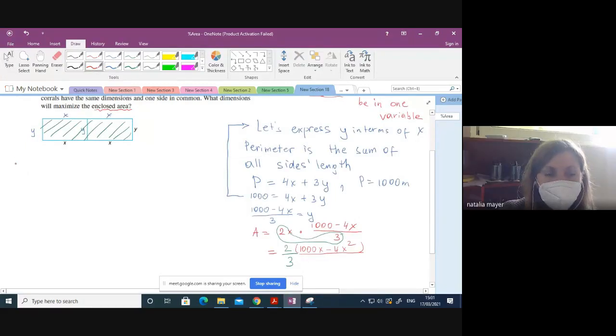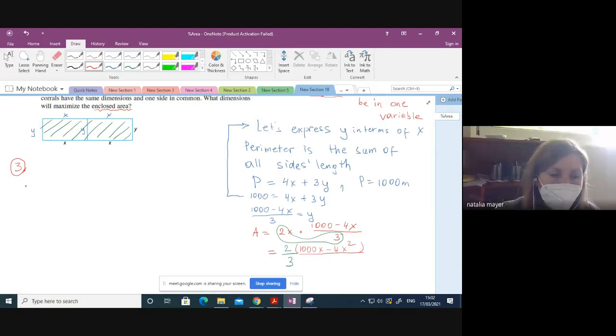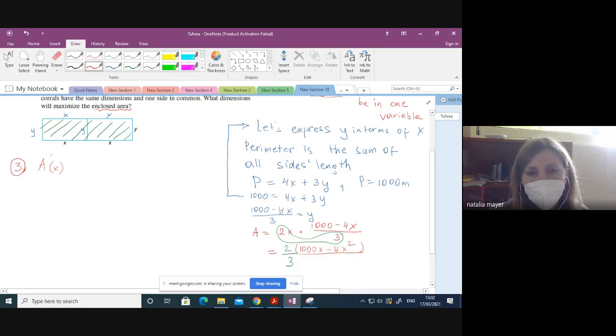Okay. So third step, please. Follow the algorithm. Ziad, do you remember the third step? Yes, we need to find the derivative. Okay. So at the third step, we're going to differentiate the function, A prime of x, right? Because our function is A of x. I will add it here, A of x, for the sake of consistency.